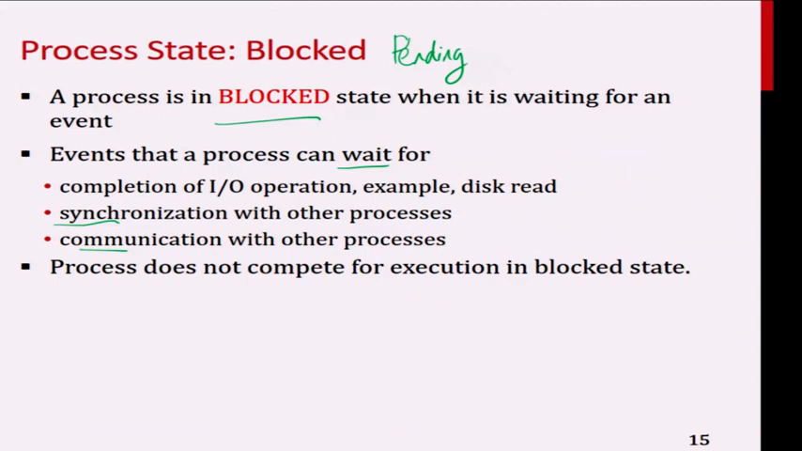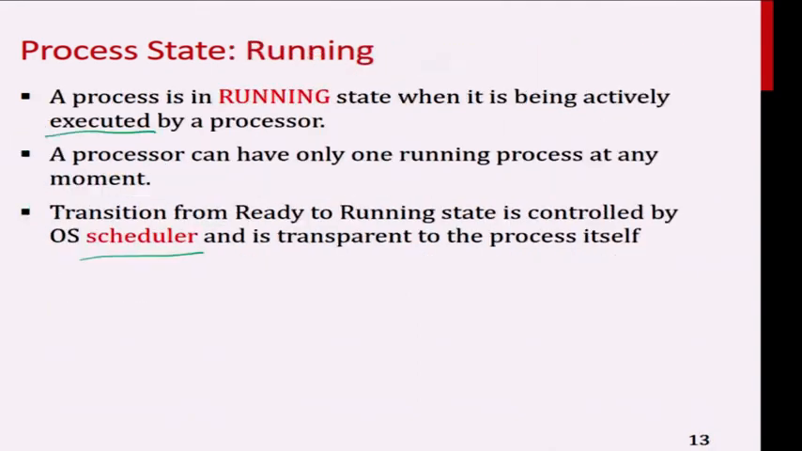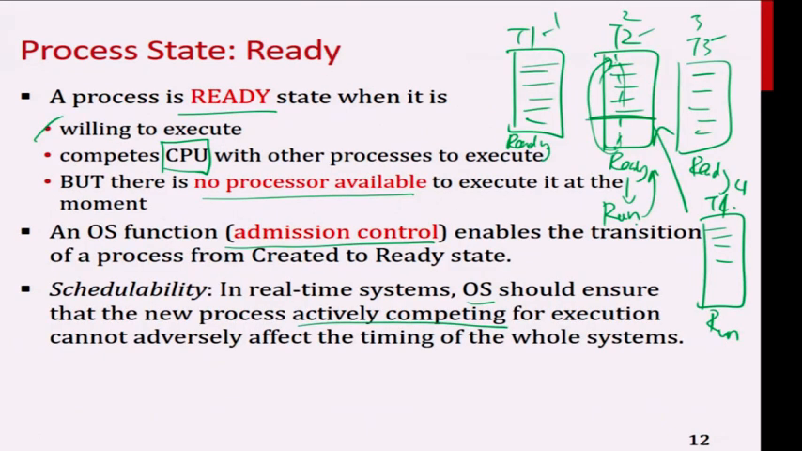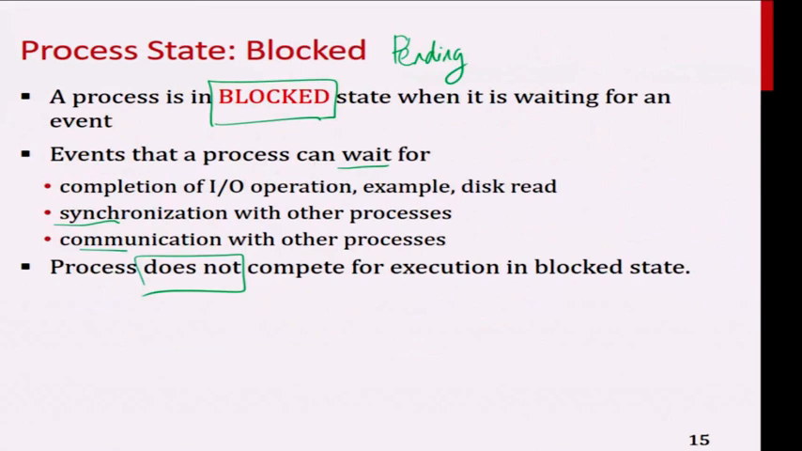When I'm in a block state, I do not compete for CPU. In a ready state, I am competing with other processes for CPU time. But in a block state, I do not compete. That means I am not yet ready to run, because something is missing. I'm waiting for some event to happen, some information to come through, and then I can run. But until then, I do not want to compete for CPU time. So that is called a block state.